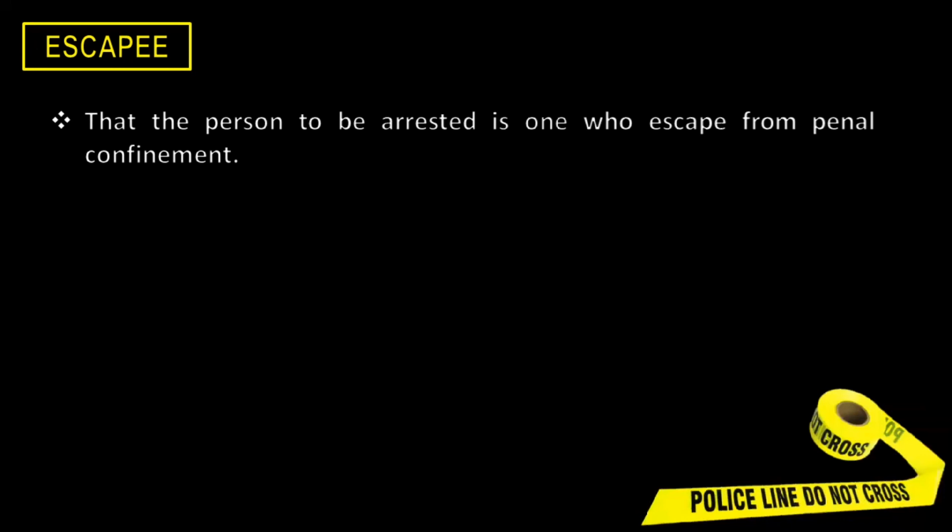So, trivia under these circumstances: the law authorizes an ordinary citizen to arrest offenders, and we call that a citizen's arrest. So yung mga ordinary citizen, they are allowed to arrest as long as these legal circumstances are present: in flagrante delicto or caught in the act, hot pursuit, and escapee.